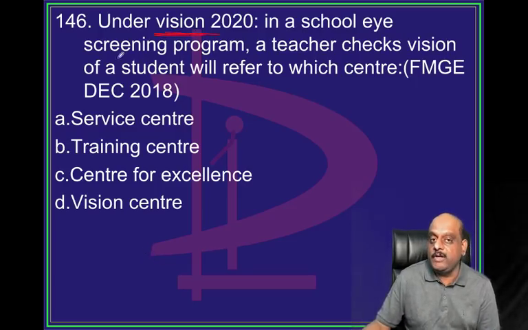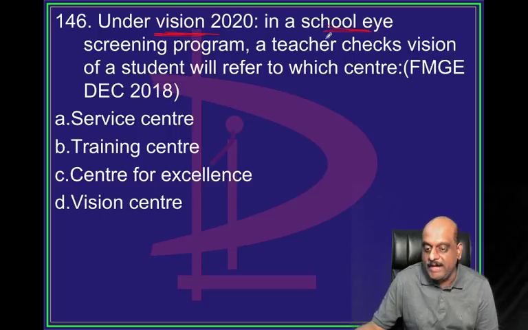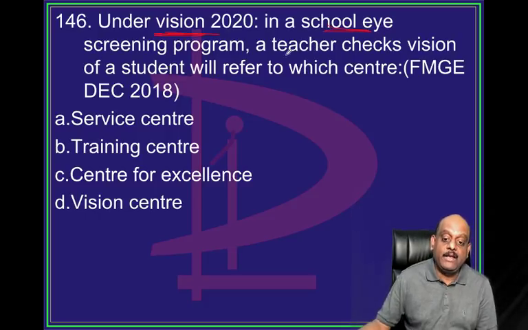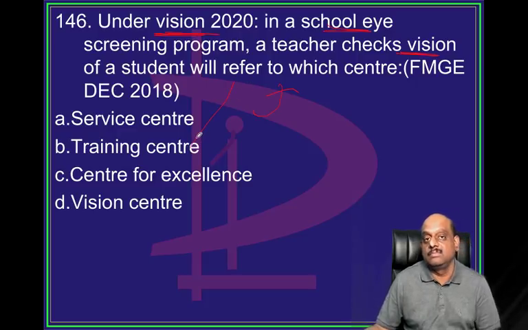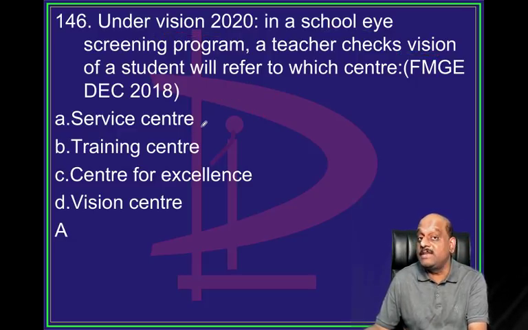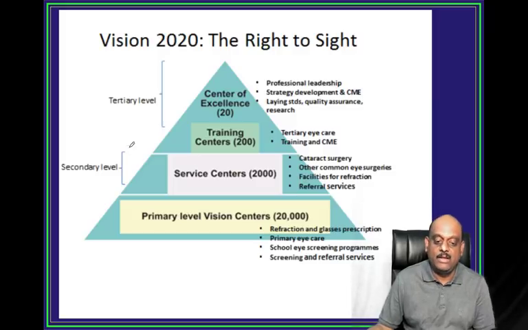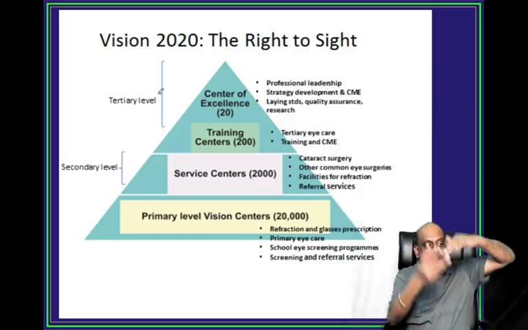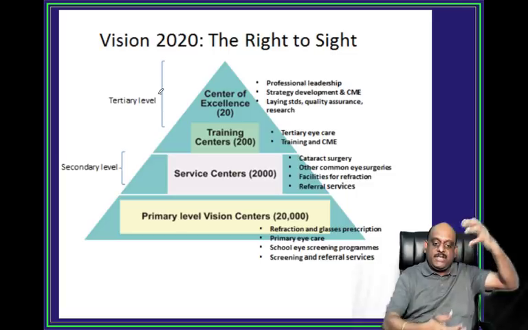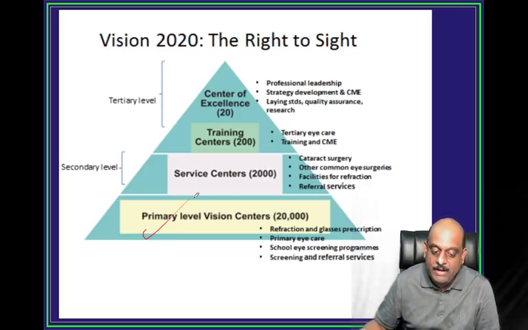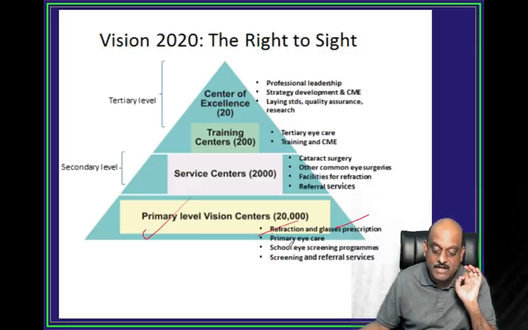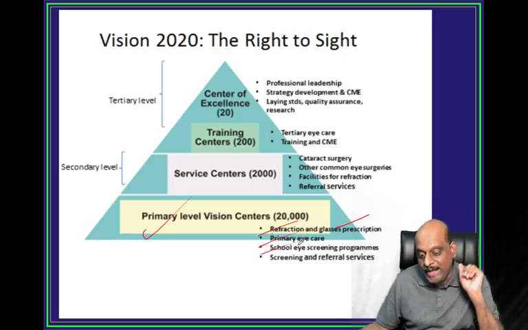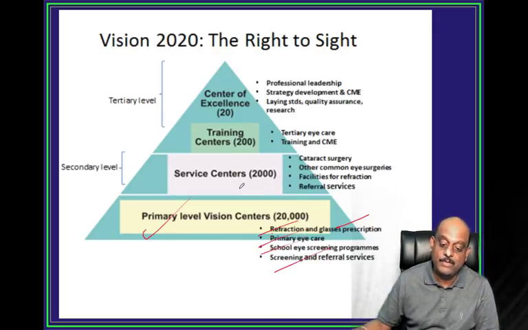Under Vision 2020, school eye screening program में, if the teacher checks the vision of the student, he will refer him to a training center or service center. So how is Vision 2020 का infrastructure, doctor? Primary level vision centers, their refraction is done, glasses are prescribed, primary eye care, school eye screening and referral service.